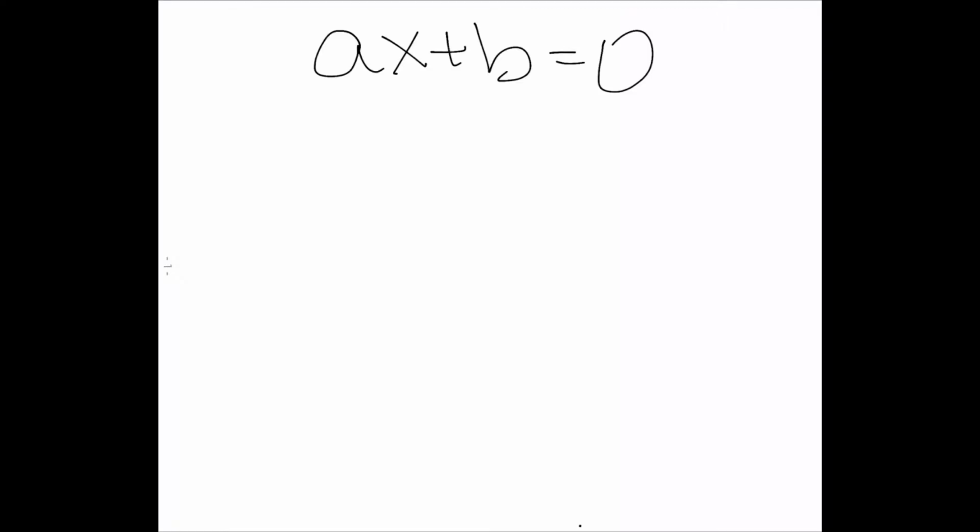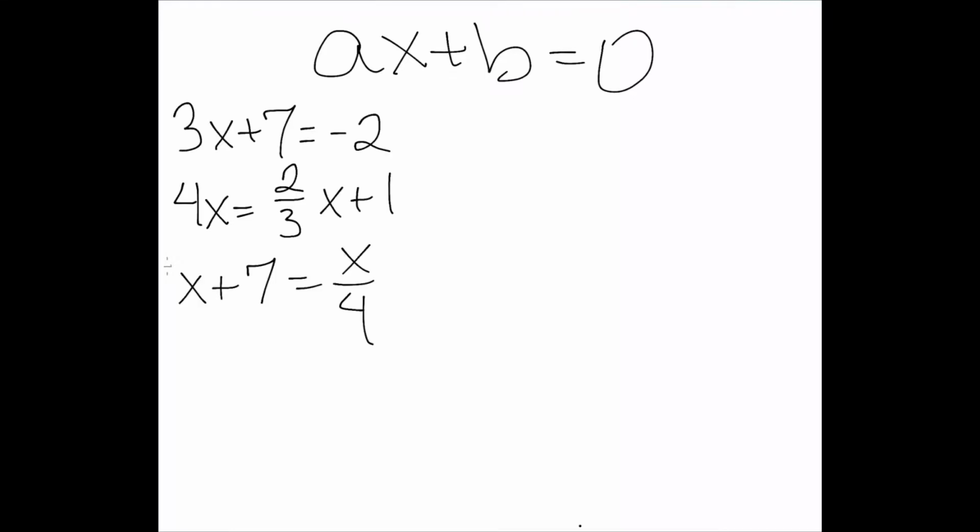And I'm going to start with the most basic type of equation we have in algebra, which is a linear equation. A linear equation is anything that can be written in this form, ax plus b equal to 0, where a and b are real numbers and x is your variable. They will not always look exactly like this, but we could rewrite the equation to get it in this form. Here are three examples of linear equations. 3x plus 7 equal to -2, 4x equal to 2/3 x plus 1, and x plus 7 equal to x divided by 4. The main thing is all of the x's are not raised to any exponents, they're not on the bottom of a fraction or anything strange like that.